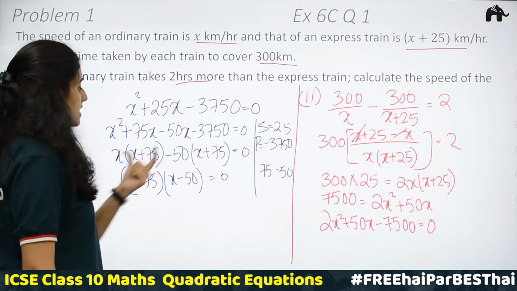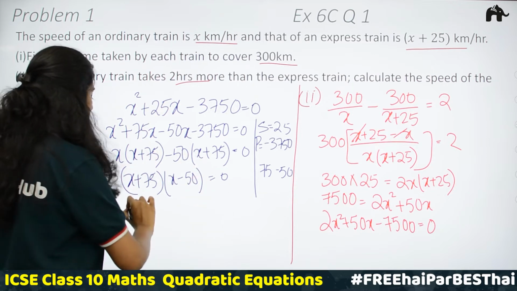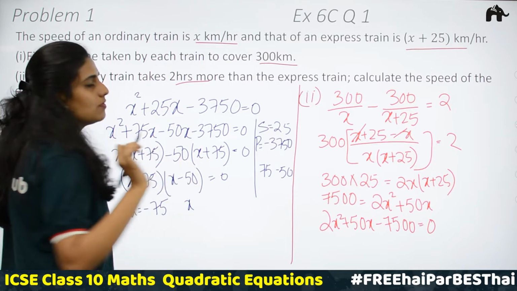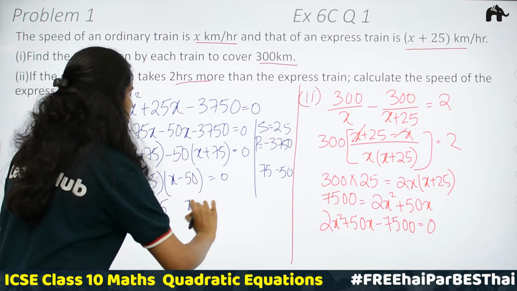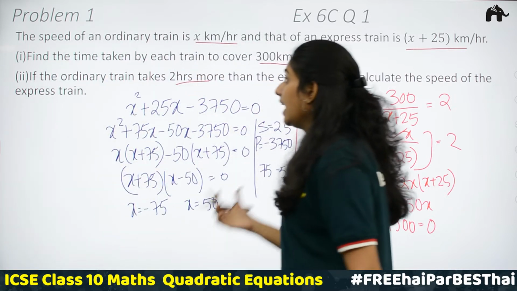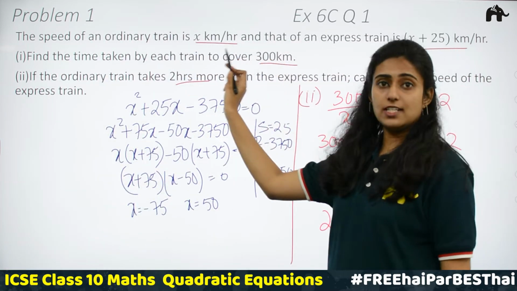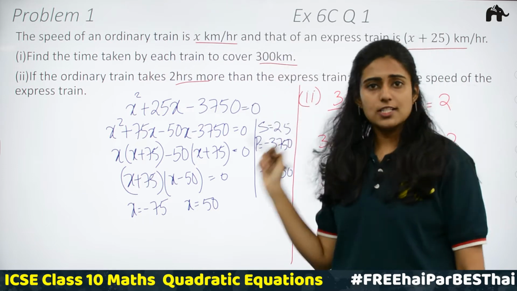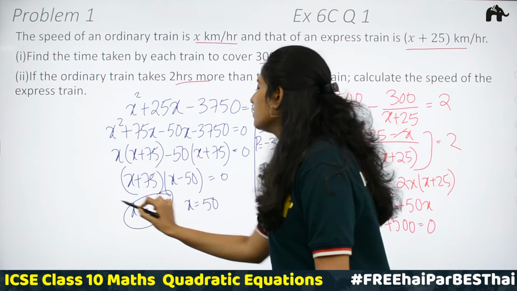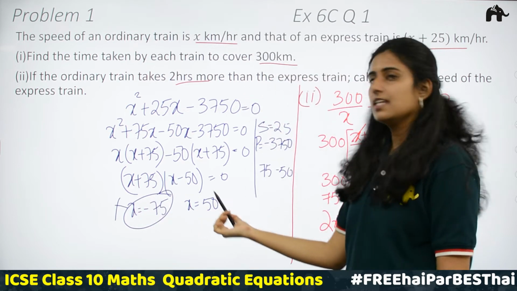If x plus 75 is equal to 0, then x is equal to minus 75. x minus 50 is equal to 0 means x is equal to 50. What is x? x is the speed of the ordinary train. Can the speed of the ordinary train be negative? No, right? Speed cannot be negative. So this value cannot be taken. x is equal to 50.